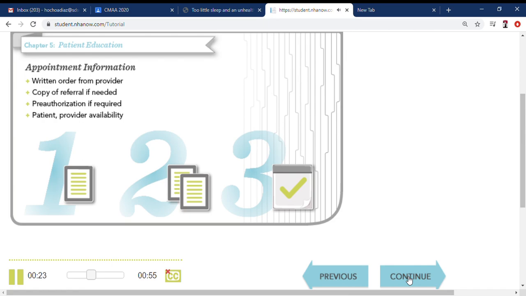Number 2, get pre-authorization if the patient's insurance requires it. Pre-authorization involves notifying the health insurance plan that a patient needs a procedure, giving the insurance company the opportunity to determine whether the procedure is medically necessary. This validates the insurance benefits and covers the patient's medical needs. Number 3, make sure the patient is available for the scheduled time of the test or procedure. If the provider needs to be there, make sure she's available as well.